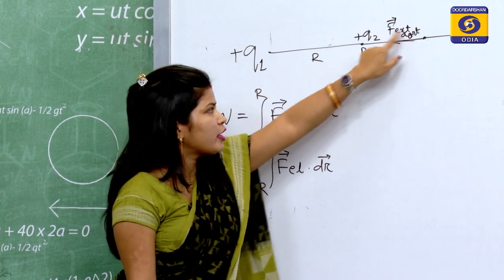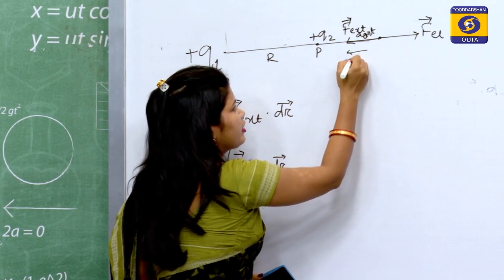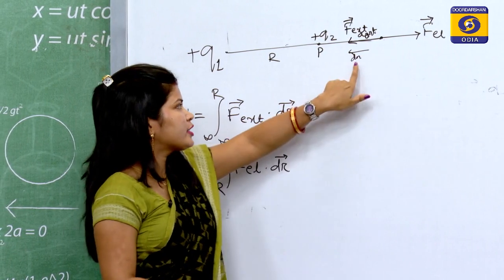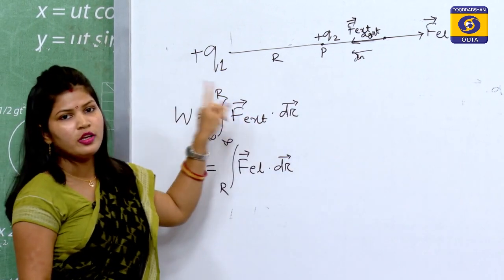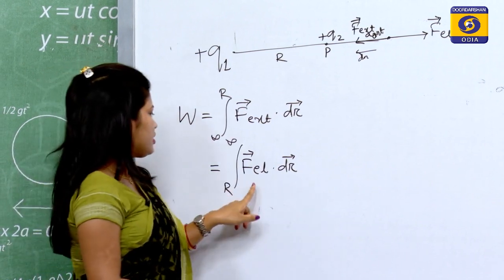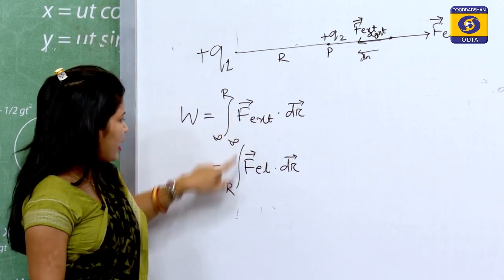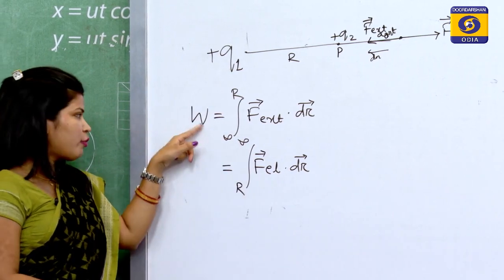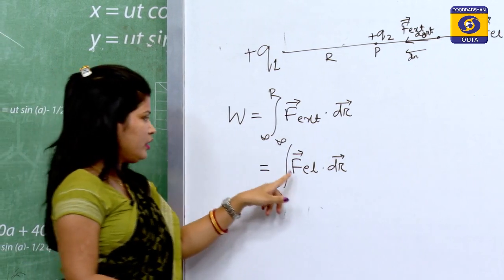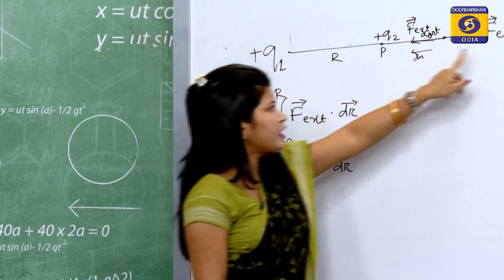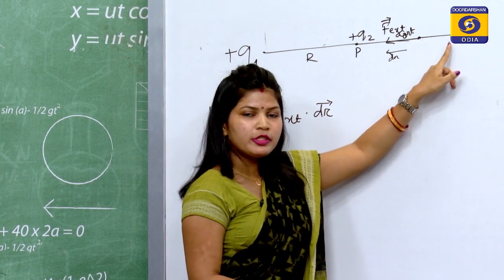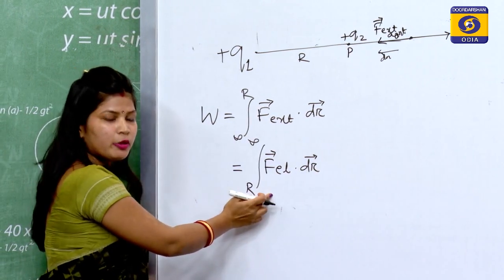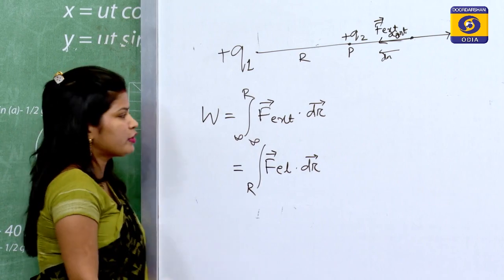Why? Because my force and displacement are in the same direction. Because I am pushing, my force and displacement are in the same direction, that means I am doing positive work here. In this case, just flipping over infinity to r to infinity, I can write this. So, work done for these two cases is the same, because F external and F electric are the same in magnitude, but opposite in direction. So, I will take this integral for calculation purposes, as it is very easy to calculate.